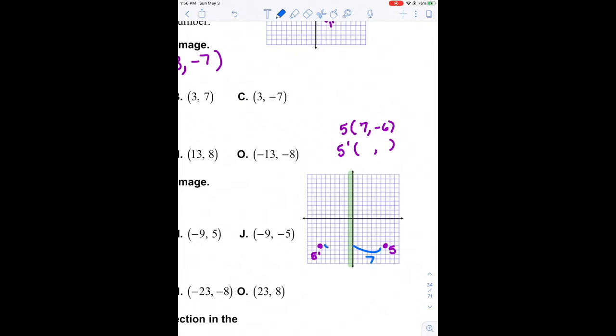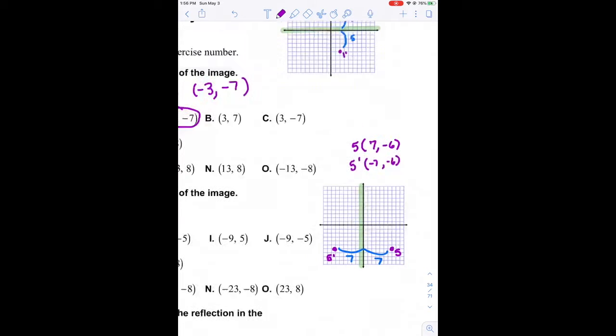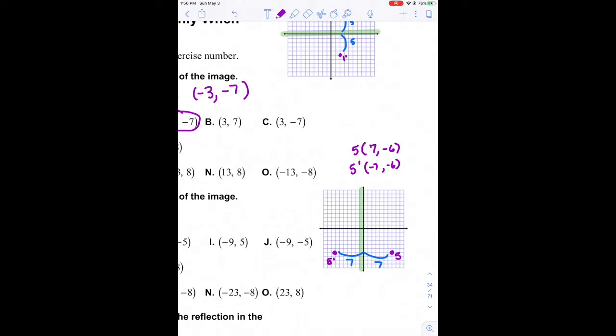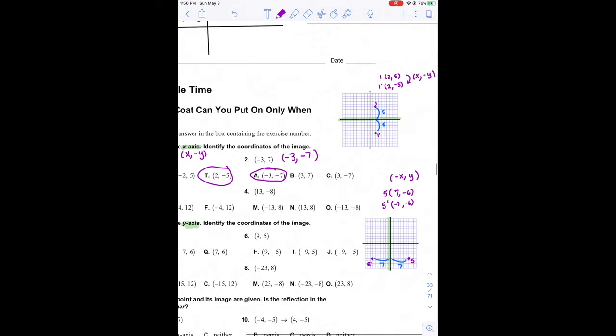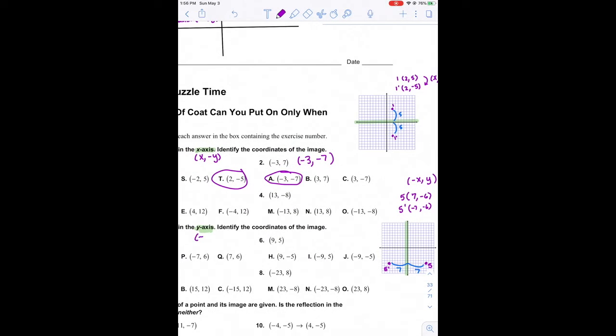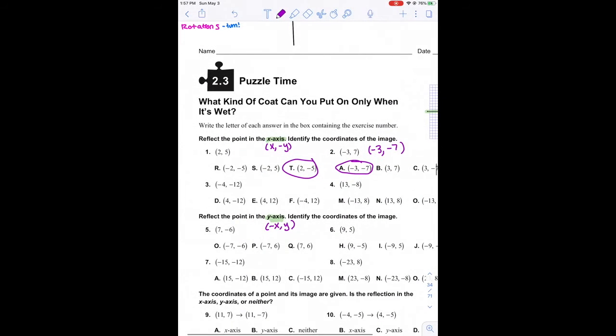So both of my points are 7 away from the mirror. My new coordinates would be -7, and the -6 stays the same. So what's happened here is that x became the opposite and y stayed the same. So -x, y would be the rule. -x, y.